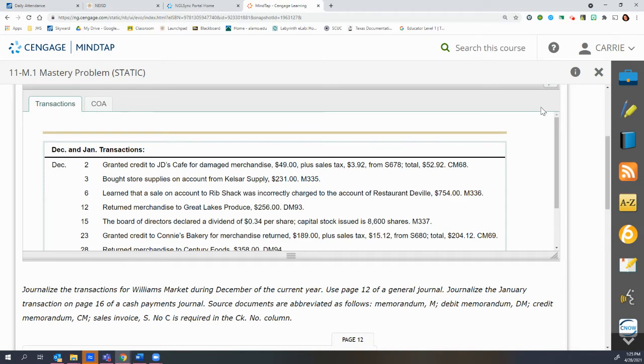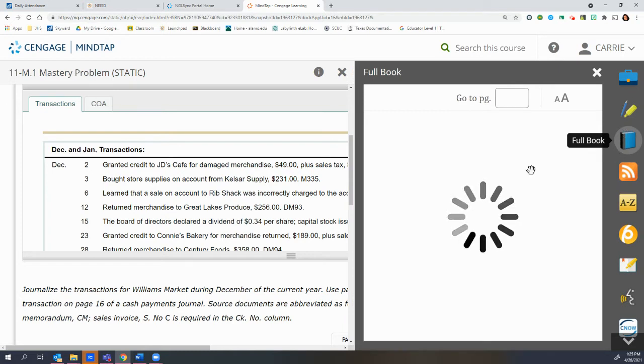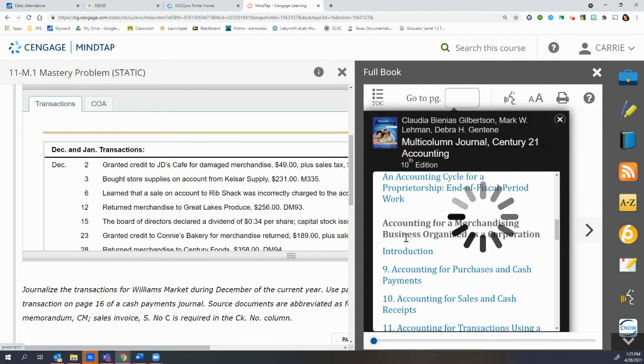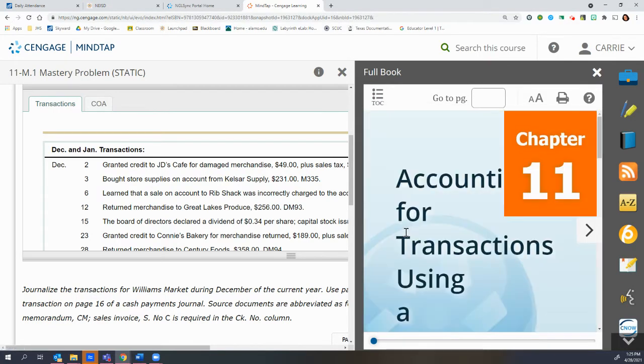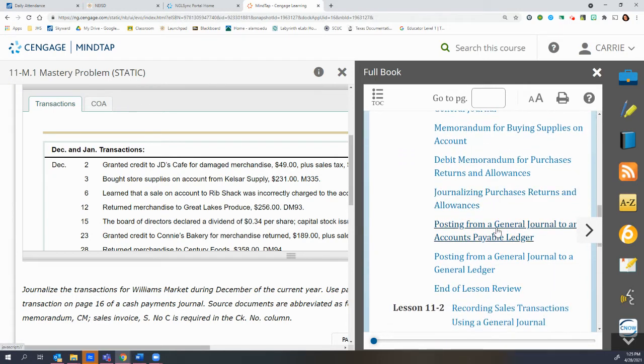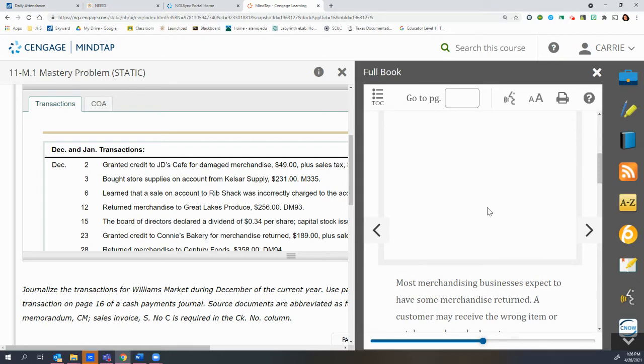And I want to remind you, because it's been a while since we've done this, if you click right here on the book, the little blue book, and we click Table of Contents, we can go down to chapter 11 and see exactly what we're doing. So on this one, what is it? It's a credit for damaged merchandise. Okay, so it's this one, look, and it shows you exactly what to do.